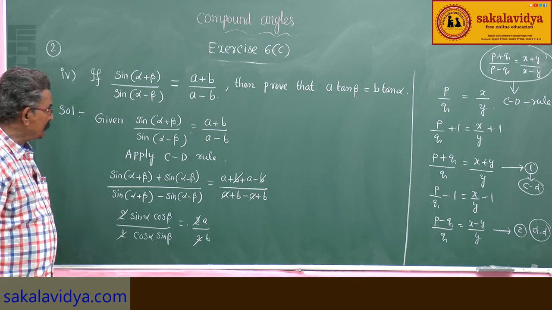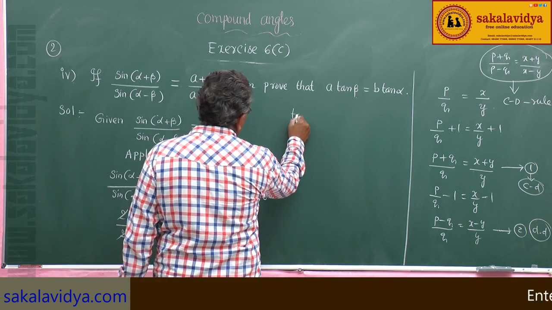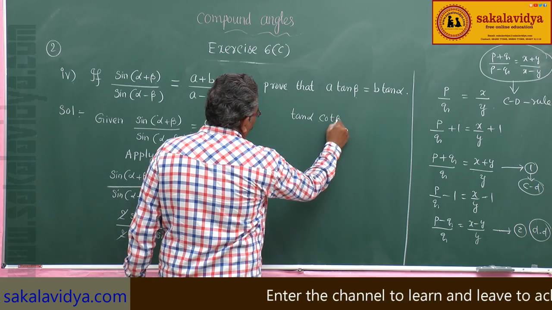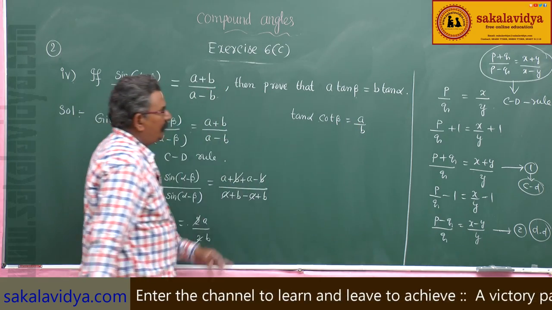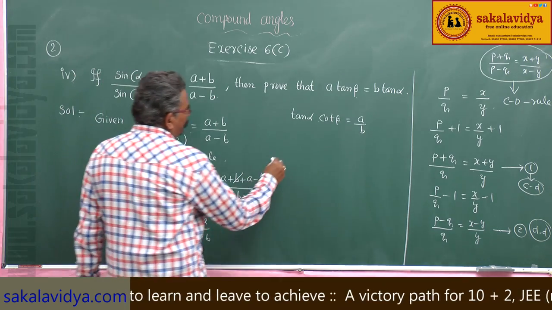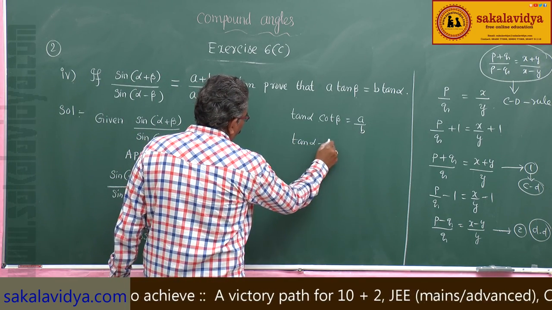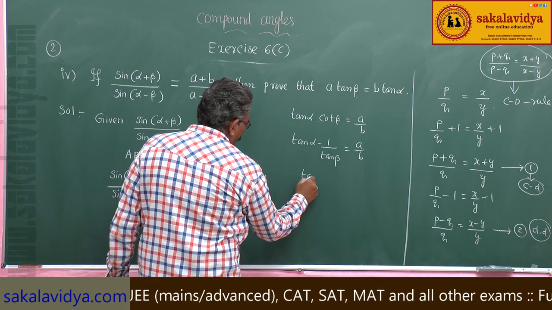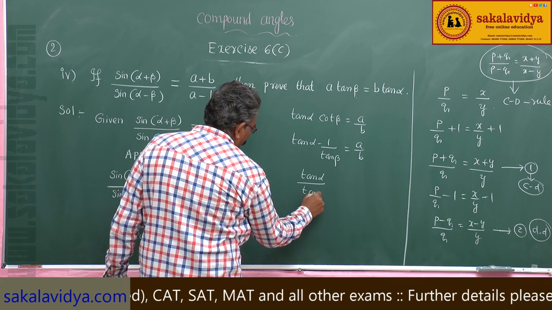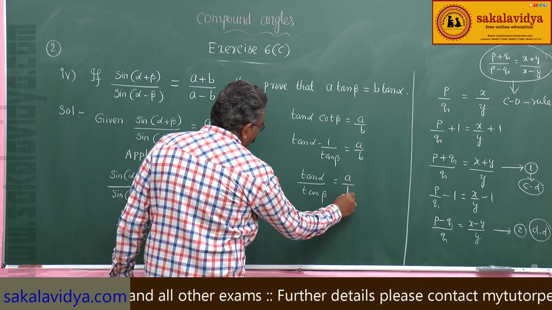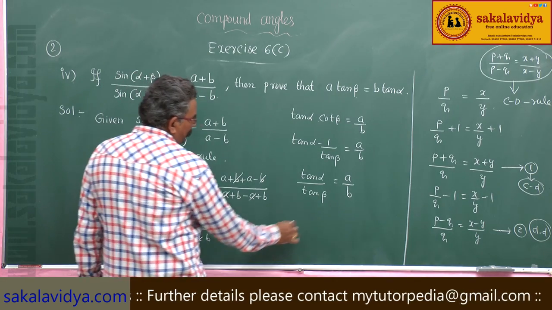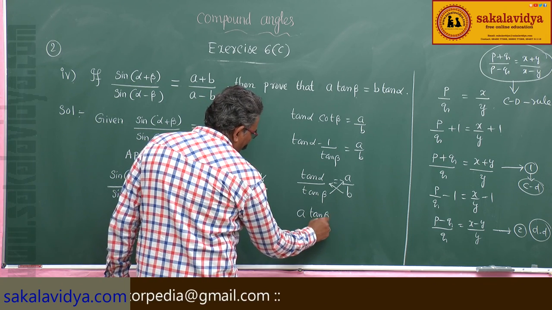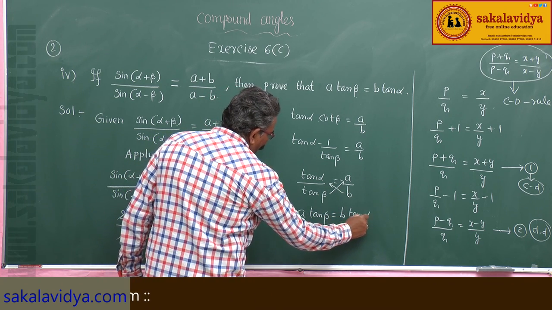Here sin alpha by cos alpha is tan alpha, whereas cos beta by sin beta is cot beta, equal to A by B. Again cot beta can be written as 1 by tan beta, so tan alpha into 1 by tan beta is equal to A by B. This is nothing but tan alpha by tan beta is equal to A by B. Now cross multiply. If you cross multiply, what do you get? A tan beta is equal to B tan alpha. Hence it is proved.